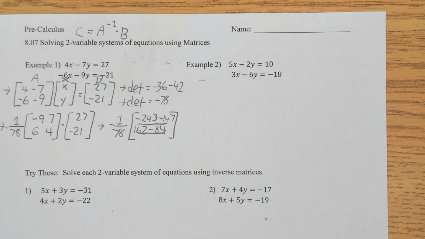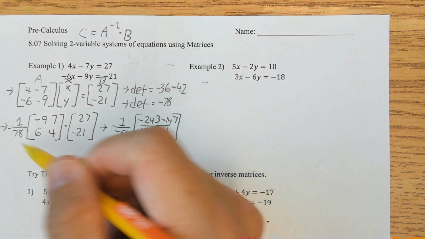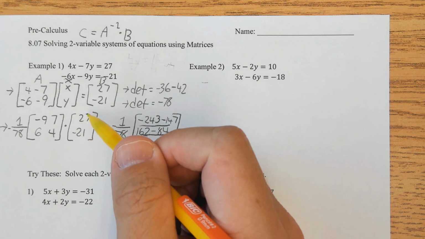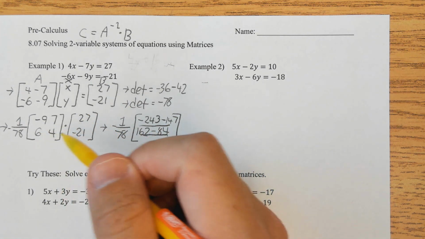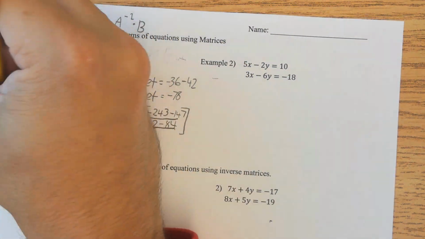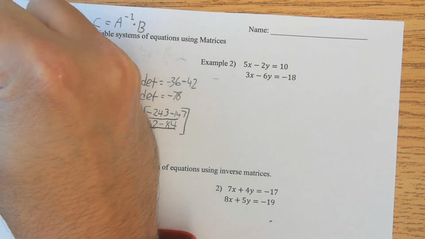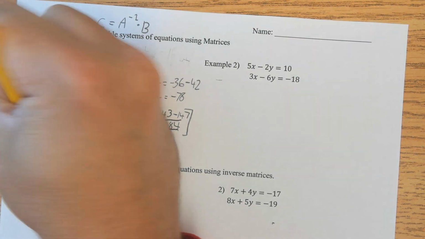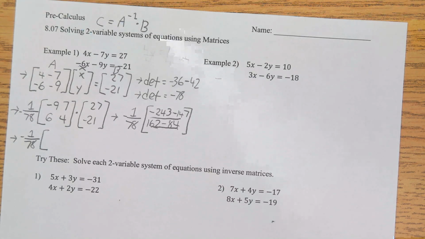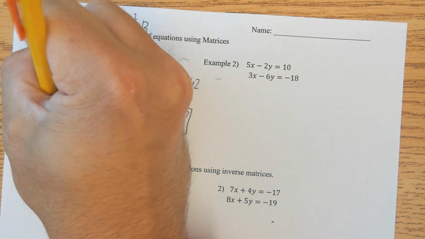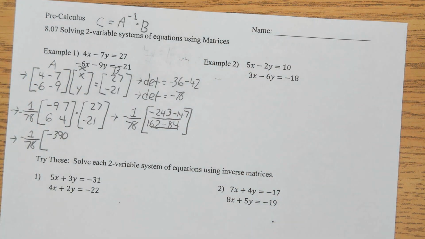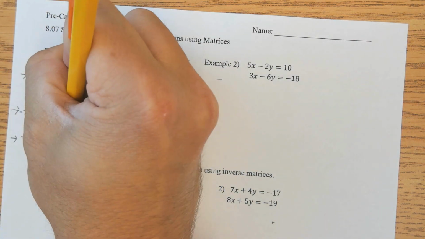Okay? So again, how do we do that? Row 2, column 1. 6 and 7 are first in their row and column, so they multiply together. 4 and negative 21 are second, so they multiply together. So let's go ahead and simplify this. Now I'm going to have negative 1 over 78 times negative 243 minus 147, which is negative 390. And then 162 minus 84 gives me 78.